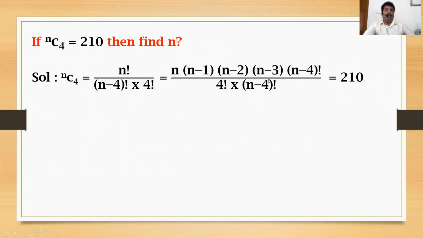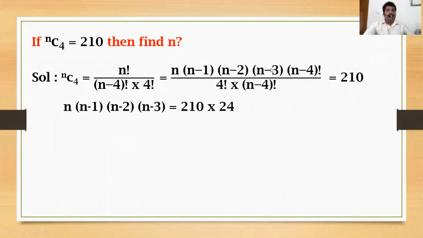Why did I take it up to (N minus 4) factorial? Because the denominator contains (N minus 4) factorial, so numerator and denominator both get cancelled. For that purpose, I took it up to (N minus 4) factorial. These two get cancelled and the remaining part is N into (N minus 1) into (N minus 2) into (N minus 3). The 4 factorial, if you bring it to the right hand side, is 4 into 3 into 2 into 1, that is 24. So N into (N minus 1) into (N minus 2) into (N minus 3) is equal to 210 into 24.